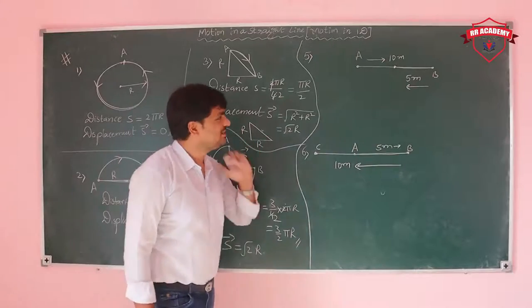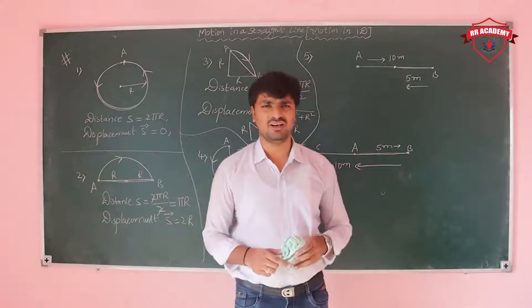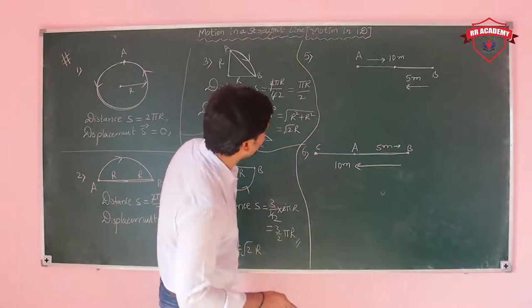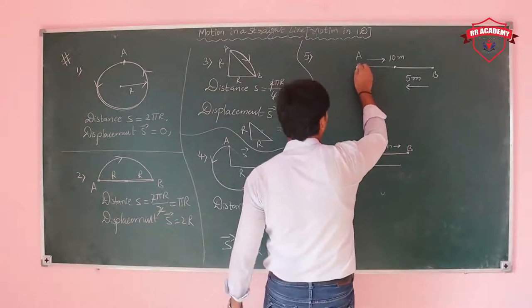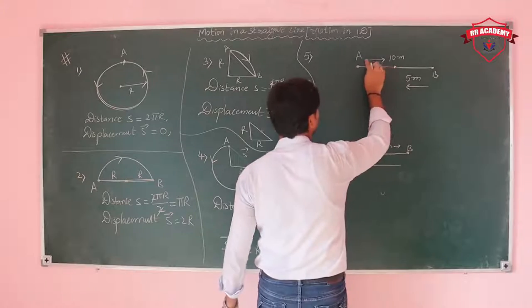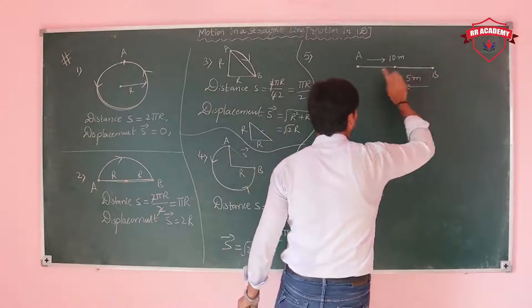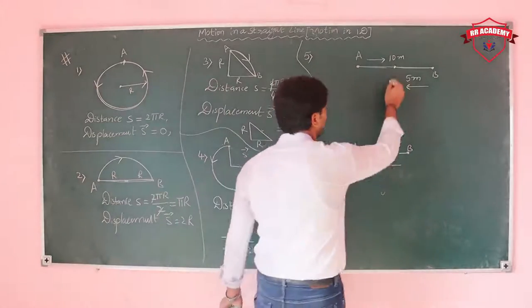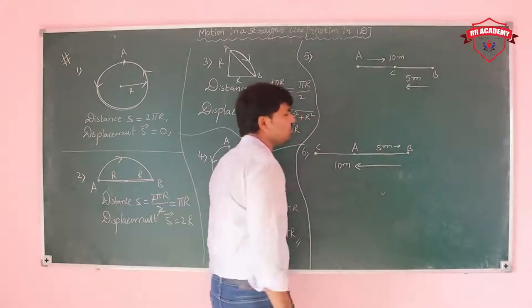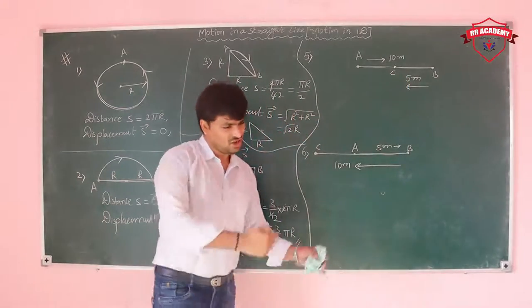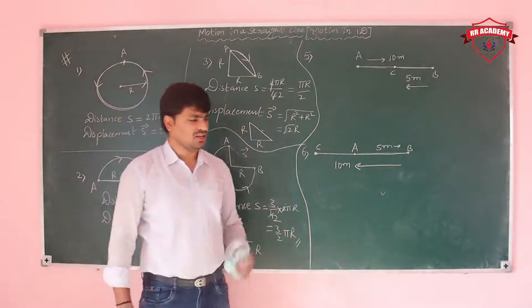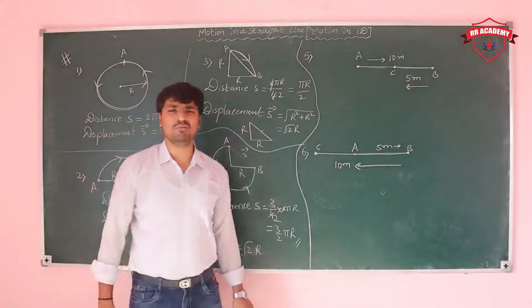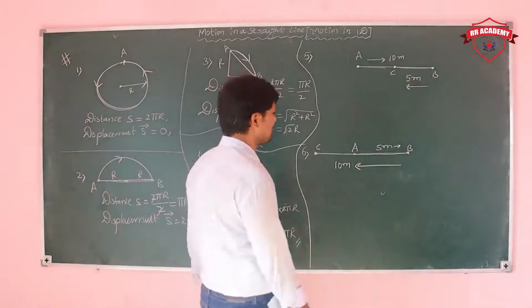Next, let's move to this. Here there is another condition. What is that? A particle is traveling from A to B, a distance of 10 meters. And then B to C, 5 meters, which means 5 meters backward. 10 meters forward and 5 meters backward. Then what about the total distance and displacement?